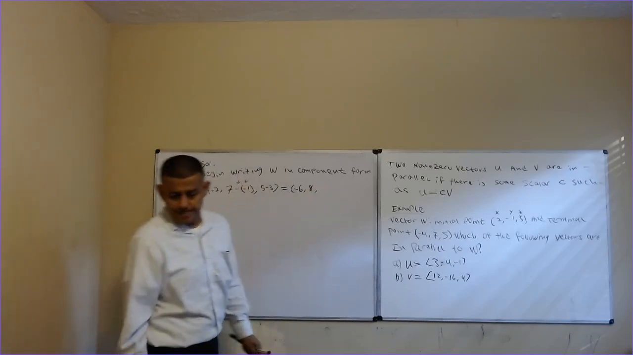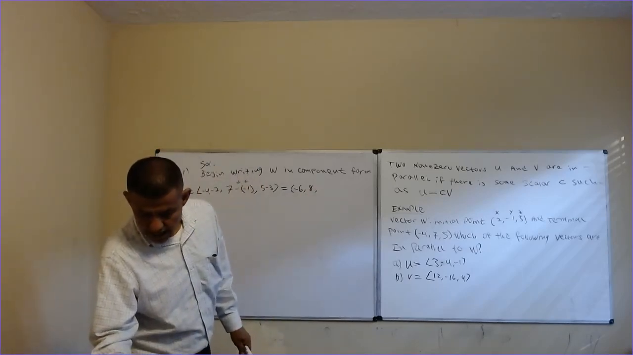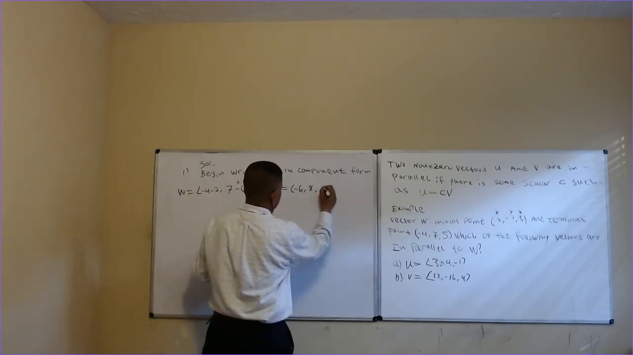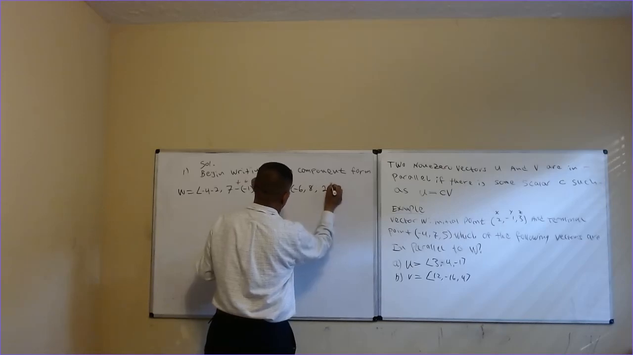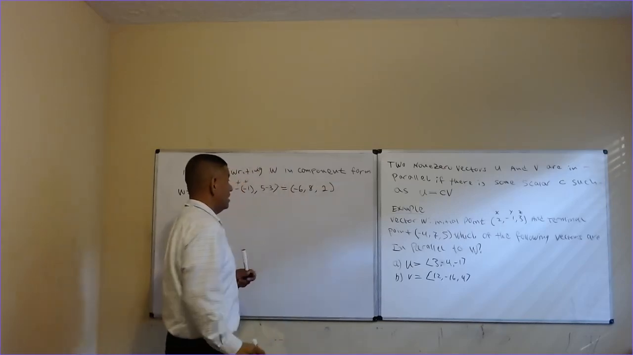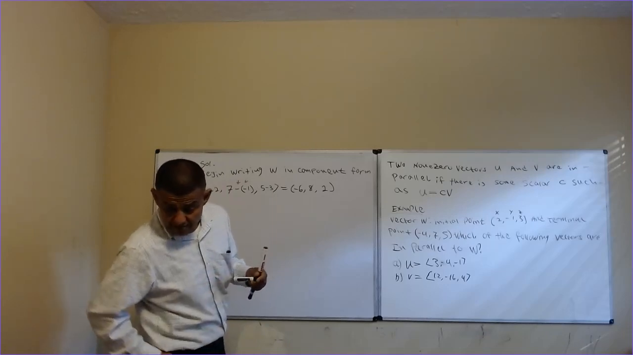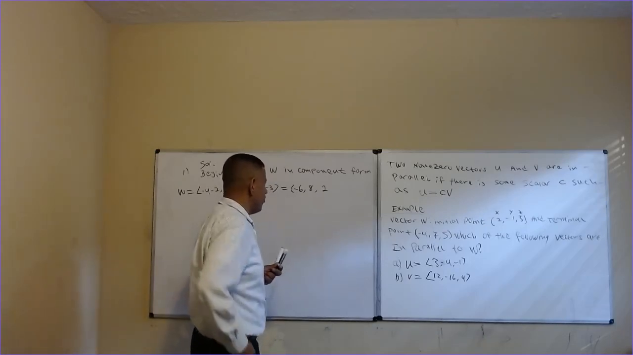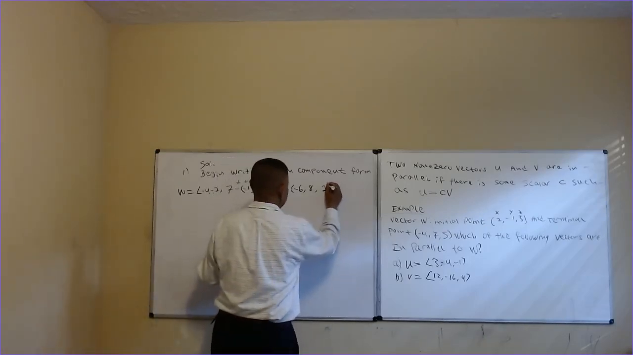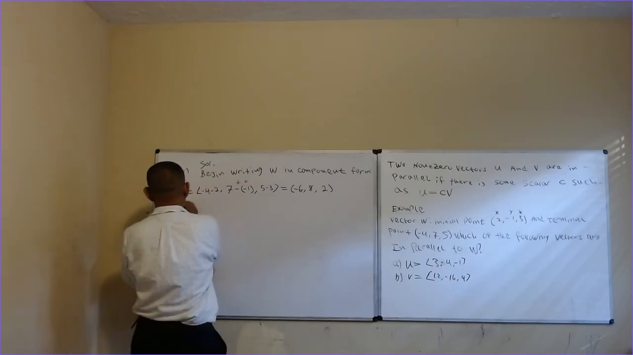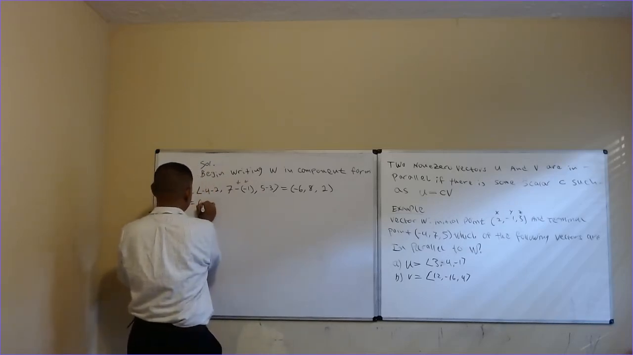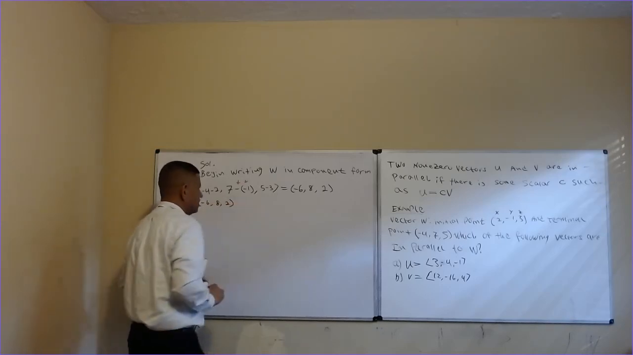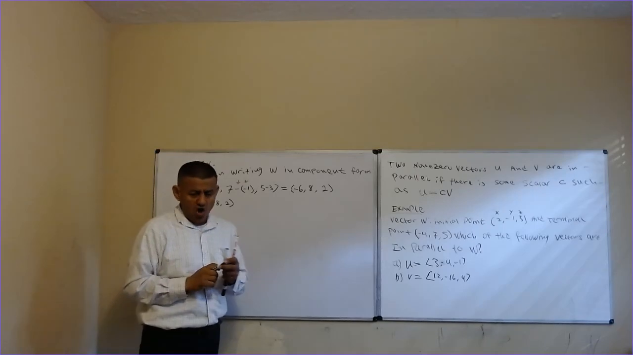Put a comma on it. And then I do my last one. So 5 minus 3 is 2. And that will be my W difference. In other words, that will be the component form of W, right? So W is equal to negative 6, 8, comma 2. Okay, so that's part of it.